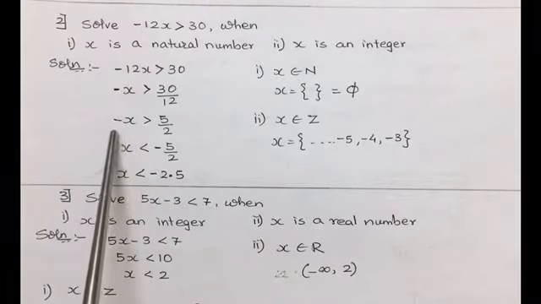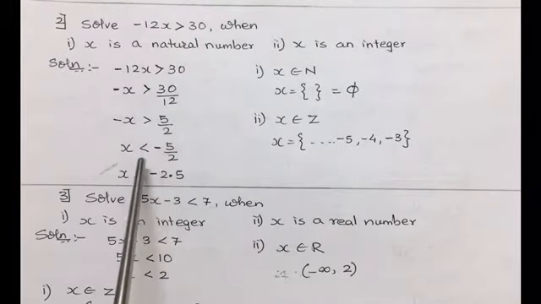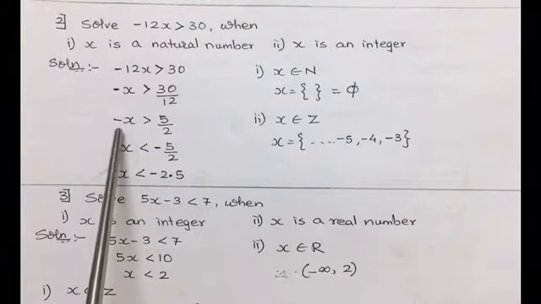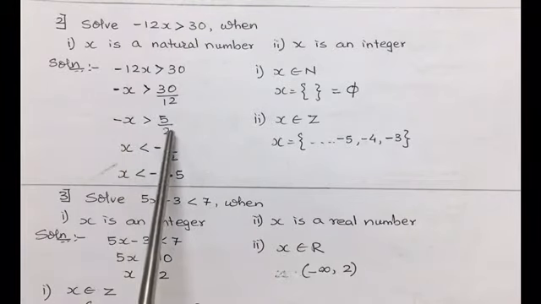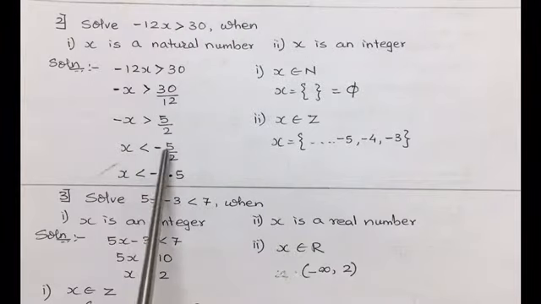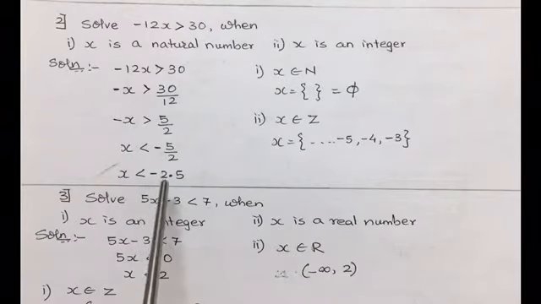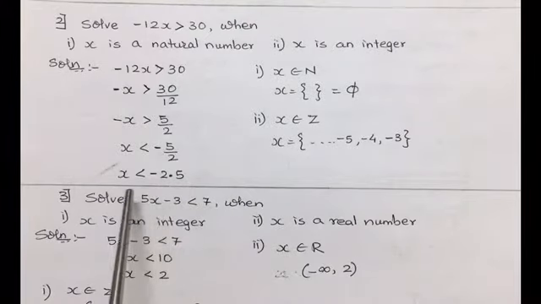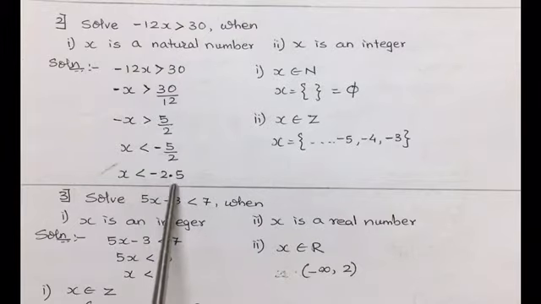Now if the negative sign is shifted to the other side, the sign of the inequality changes. This is one of the rules of inequality. So we are shifting the negative sign to the other side. So it becomes x is less than minus 5 by 2. Now minus 5 by 2 means minus 2.5. x is less than minus 2.5.